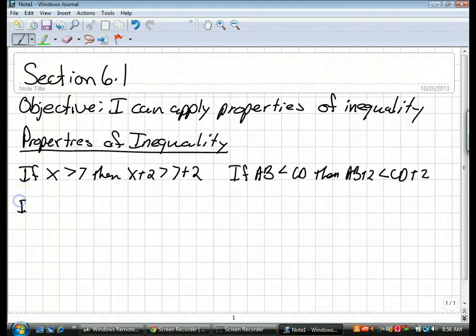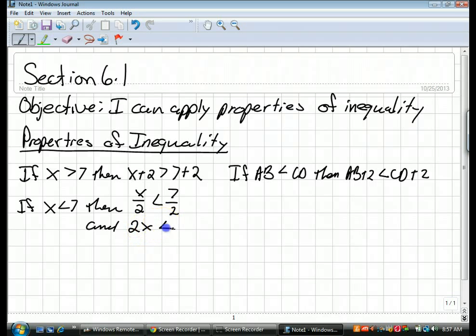The next one is if x is less than 7, then x divided by 2 is less than 7 divided by 2. Okay? And it's also true that if you multiply both sides by 2, you get 2x is less than 14, which will still be true. Okay?